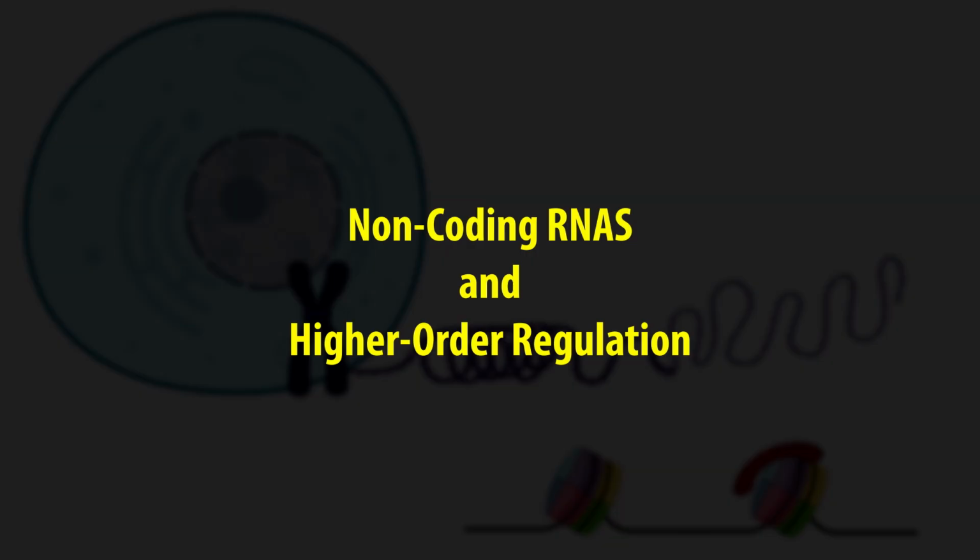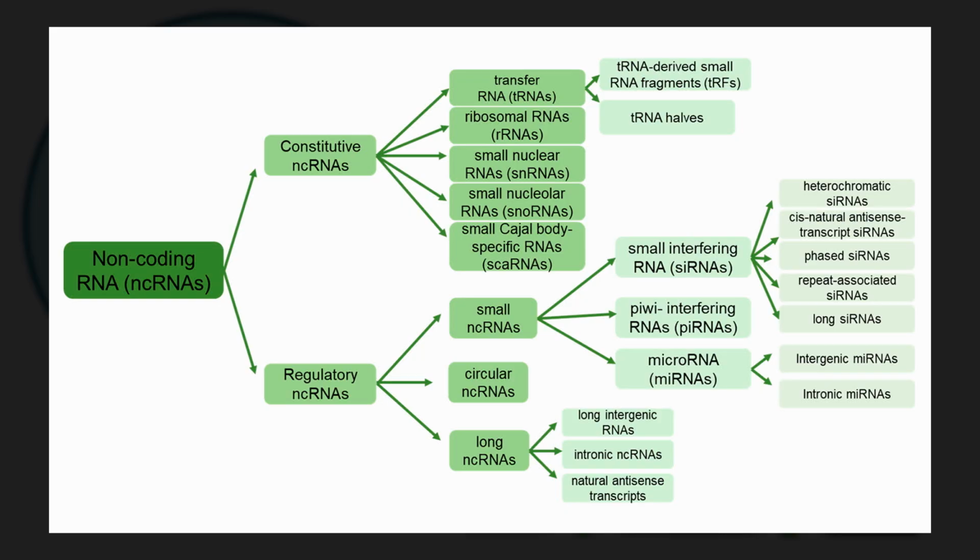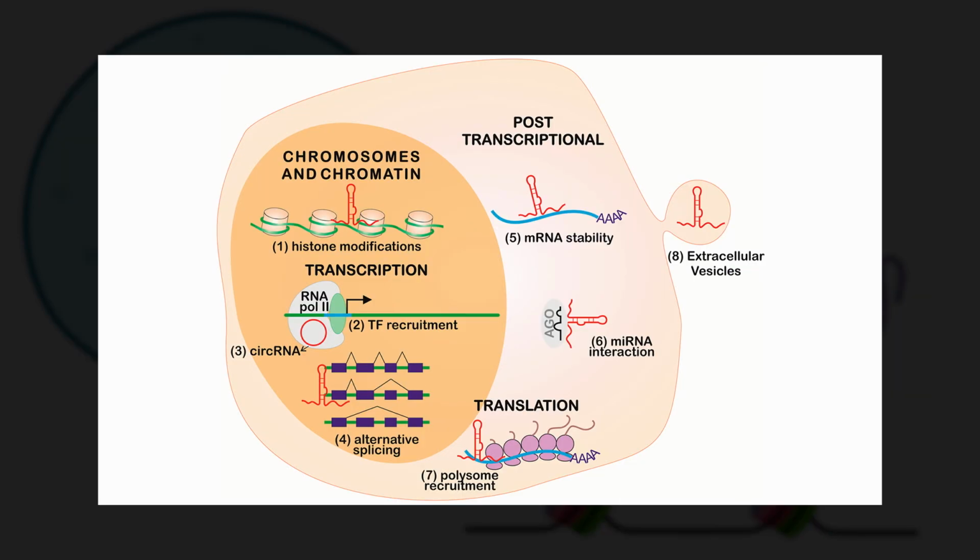Now, we will see the non-coding RNAs and the higher order regulation. Non-coding RNAs, or the ncRNAs, are RNA molecules that do not encode proteins but play critical roles in regulating chromatin structure and gene expression, influencing processes like development, genome stability, and disease. By recruiting modifiers or interacting with chromatin, ncRNAs shape gene expression and cellular identity, making them vital for UG studies in molecular biology and epigenetics.